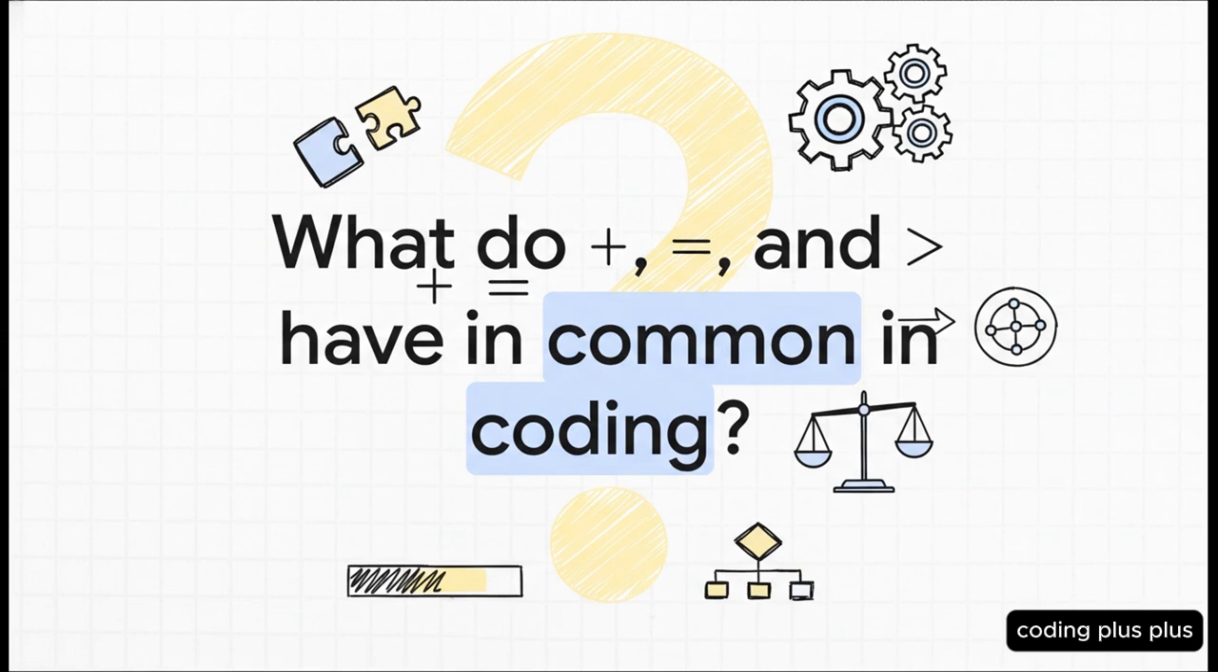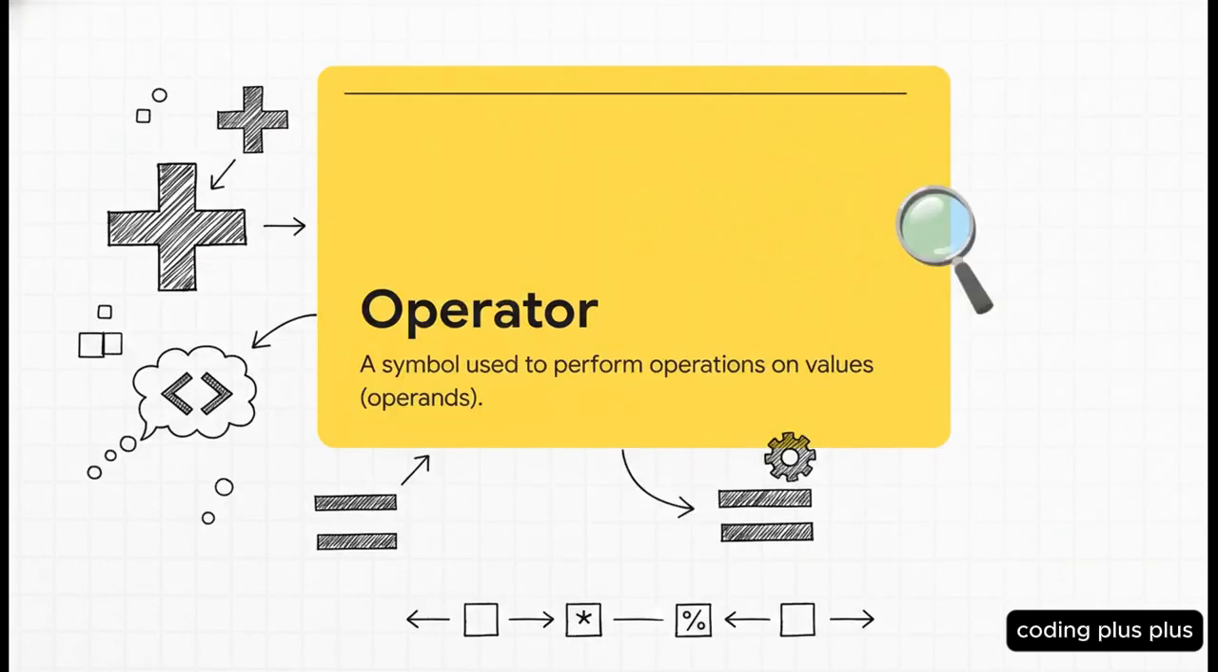So, think about it for a sec. A plus sign, an equals sign, and a greater than symbol. At first glance, you might think they have nothing in common, but in the world of programming, they're all part of the same family. They all have the same job. Any ideas what it is? If you were thinking operators, you are absolutely right.